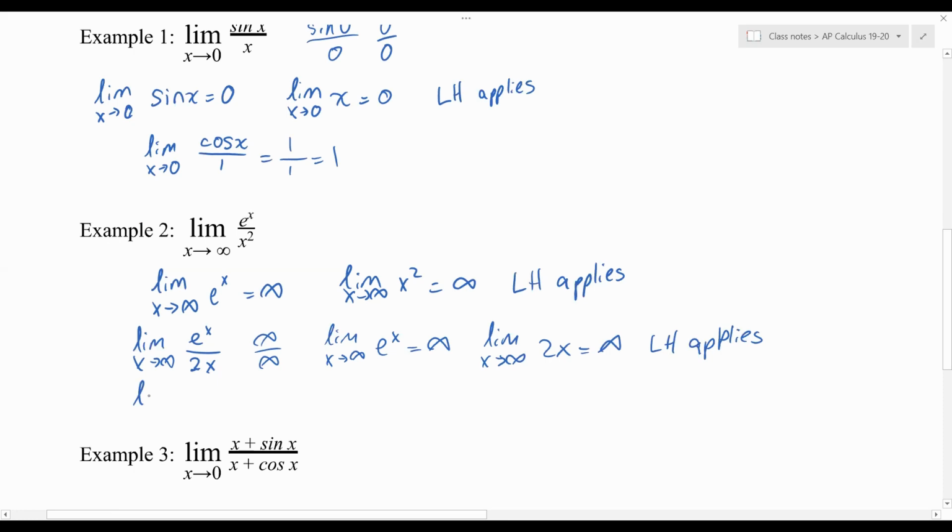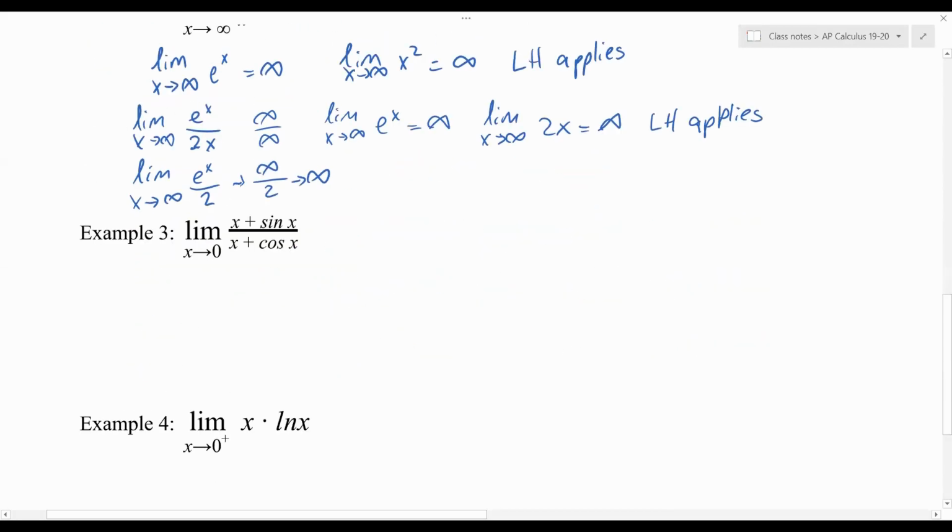So let's take the derivative again. You can take the derivative as long as you keep getting some indeterminate form. The derivative of e to the x is e to the x. The derivative of 2x is 2. Now when we plug in, we get infinity over 2, which is infinity. Because we have infinity here, we can't put equals, so I'm going to change that to an arrow. So the limit as x approaches infinity of e to the x over x squared is infinity.